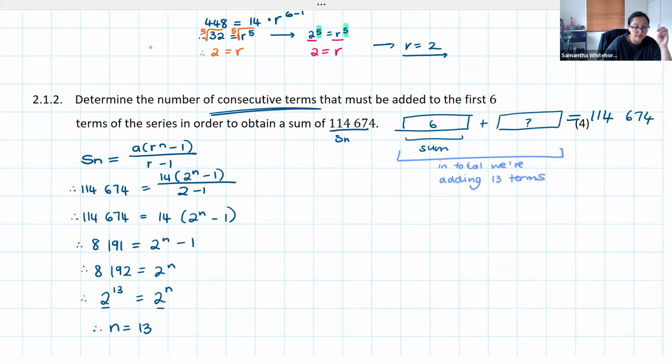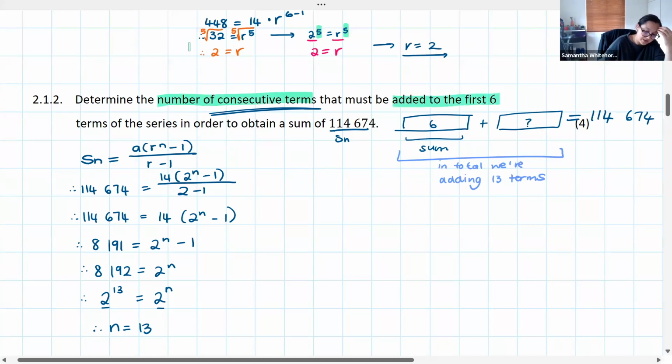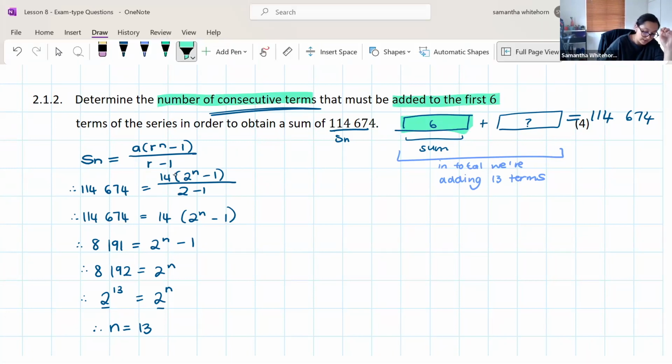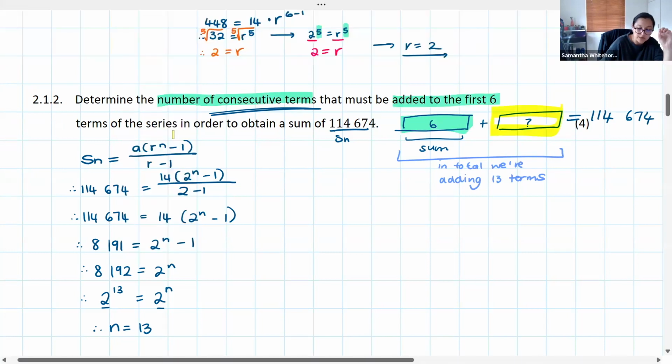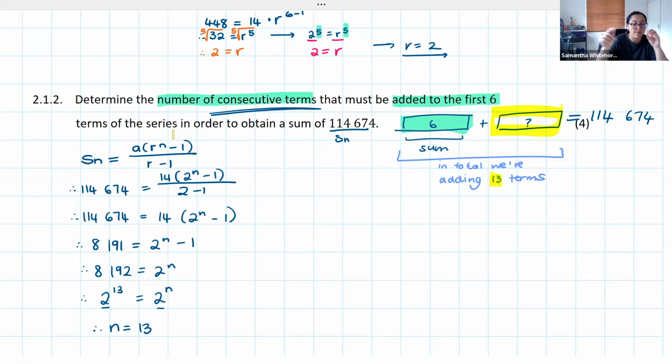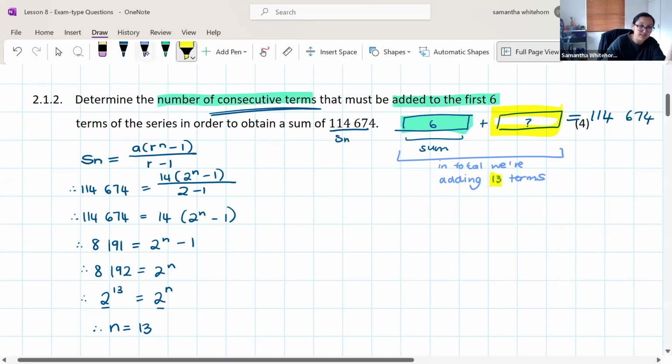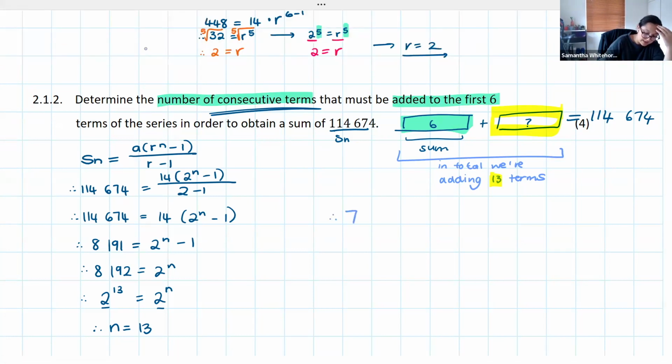I want to know, the question asked, if we just go back to the question, the number of consecutive terms that must be added to the first 6. So here's my first 6, that's sorted. I want to know how many more terms do I need to add. So I'm figuring out the how many more. If I know in total we're adding 13 and I want to know how many more I'm adding on top of the first 6, well, that's easy. 13 minus 6. So therefore, I'm adding 7 terms to the first 6.